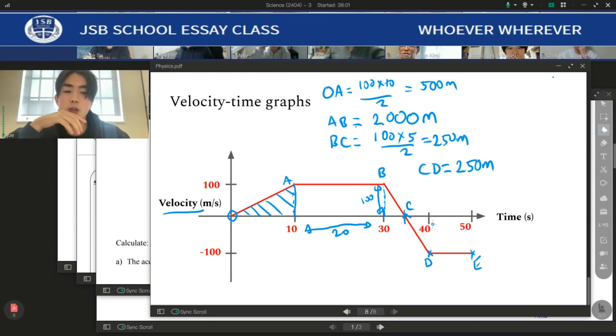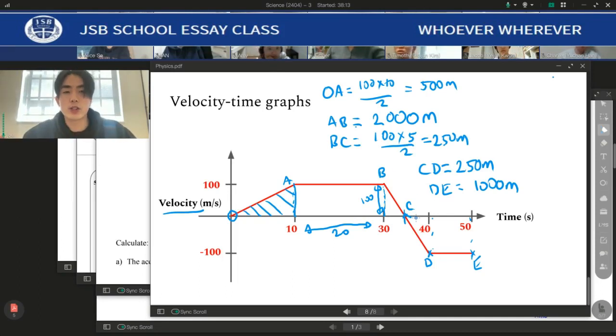And then D to E, this is simple as well. This is 10 times 100, so 1,000 meters, okay? So these are the individual distances from each stage. Finding the individual distances is relatively easy because it's always going to be triangles or rectangles. The one thing we have to work out is, if the distance is underneath the graph, the distances we have to actually change to minus.